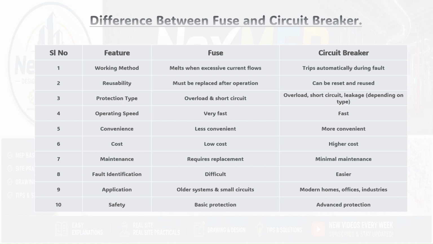A circuit breaker trips automatically during a fault and can simply be reset and reused, making it far more convenient. It protects against overloads, short circuits, and, depending on the type, leakage current as well. Faults are easier to identify since the tripped breaker is visually obvious. It costs more upfront but requires minimal maintenance, making it the preferred choice for modern homes, offices, and industrial installations where it provides advanced protection overall. In short, the fuse trades convenience for speed and low cost, while the circuit breaker trades a higher price for reusability, smarter protection, and ease of use.